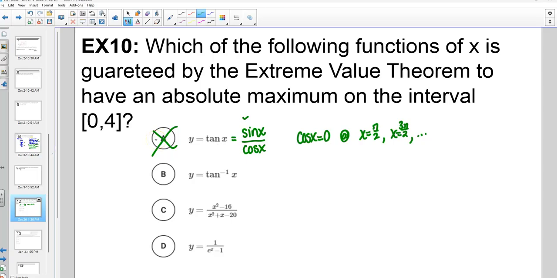I'm going to think about the other ones before I have to think about inverse tangent, because I'd rather not do it. So, C, I would need to factor this. This is going to be x plus 4, x minus 4 in the top, and in the bottom, it's going to be x plus 5, x minus 4 there.